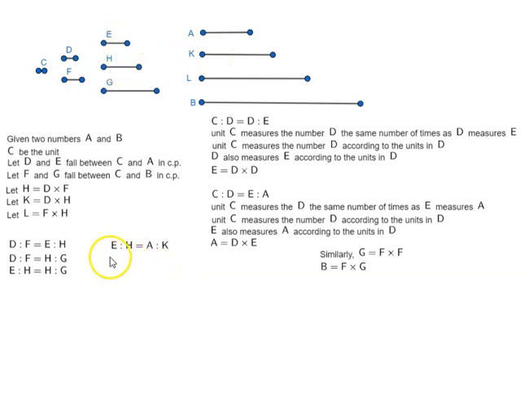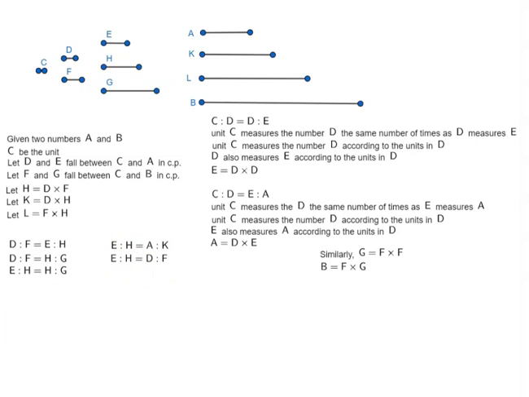So we can write it as a proportion. E is to H is equal to A is to K. Now again, E is to H is equal to D is to F. First we compared these two and these two. Now we are comparing these two to these two. So again, E is equal to D times D. So E measures D and H is equal to D times F. D measures E and F measures H. So you have to be careful.